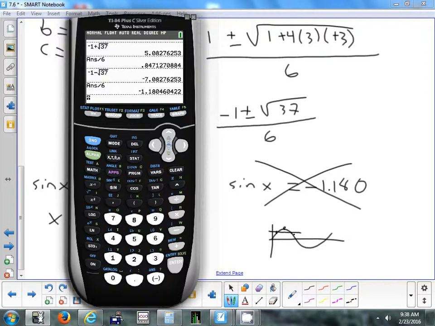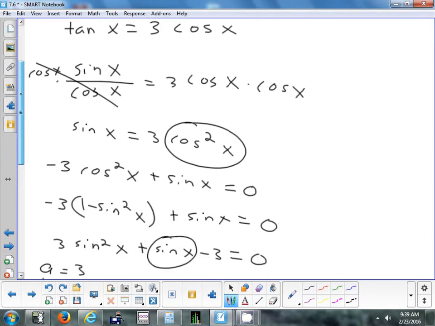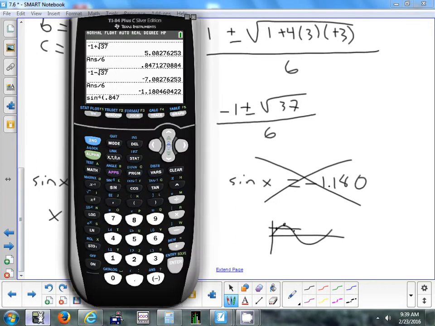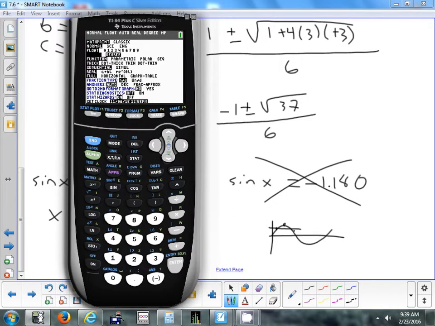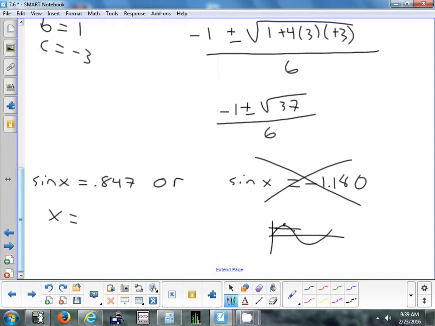Take the inverse sine. Okay, and we could do it in degrees or radians. Did they specify? They said radians, so I'll switch to radians. Okay, and one answer we get is 1.01.